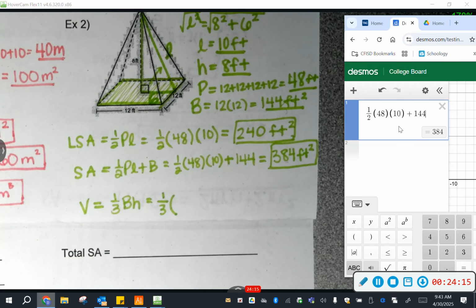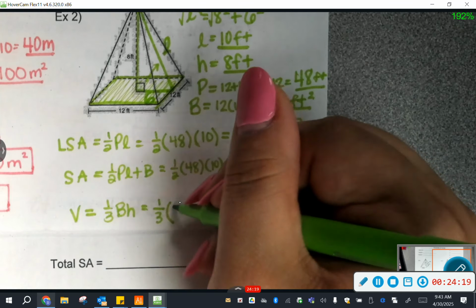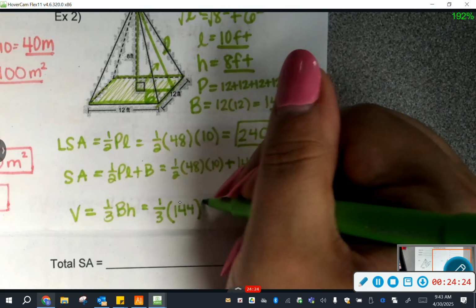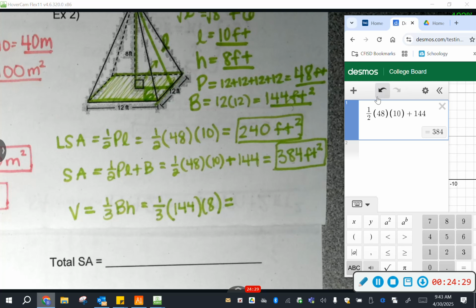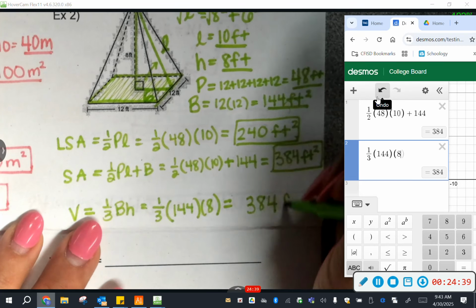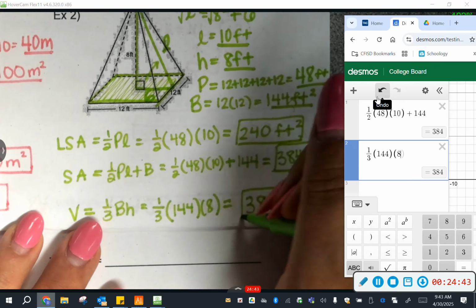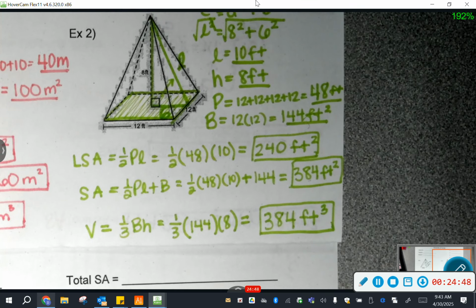Last but not least, volume. Volume is 1/3 big B H, what's H? And when you put that in the calculator, coincidentally, you get the same thing as the surface area. That's not going to happen often, but it will happen. And this one's going to be feet cubed.